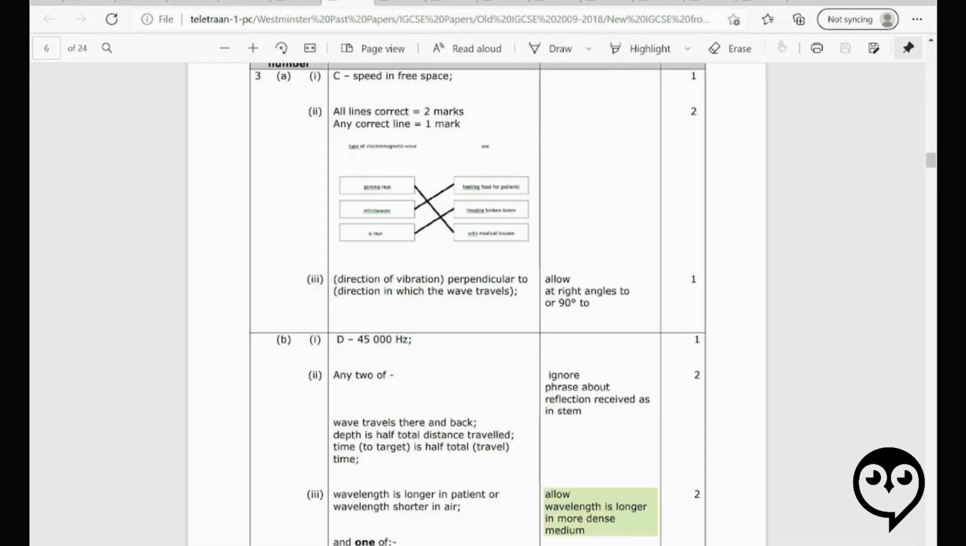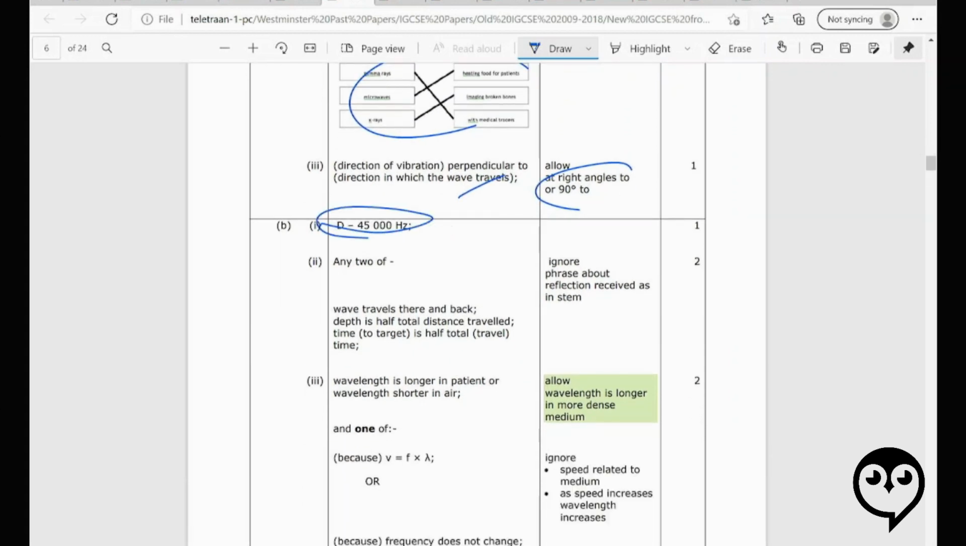Right, so free space, yes, we said. We got these bits correct, that's fine. Perpendicular to the direction of the wave, that's right. I would say perpendicular. Ultrasound frequency is correct. The wave has to travel there and back. Any two of these. Wave travels there and back. Depth is half the total distance traveled. I like that. That's probably good.